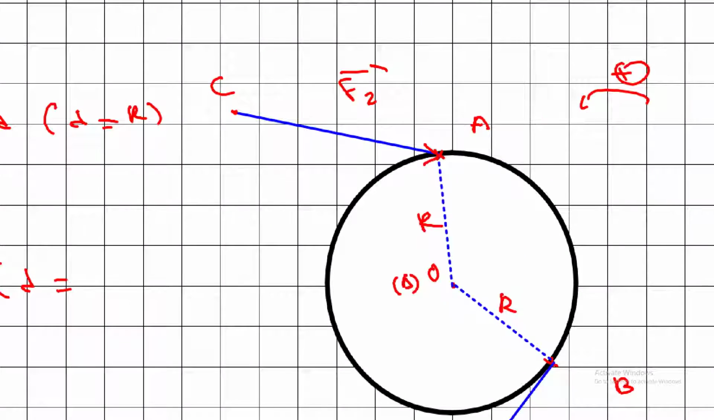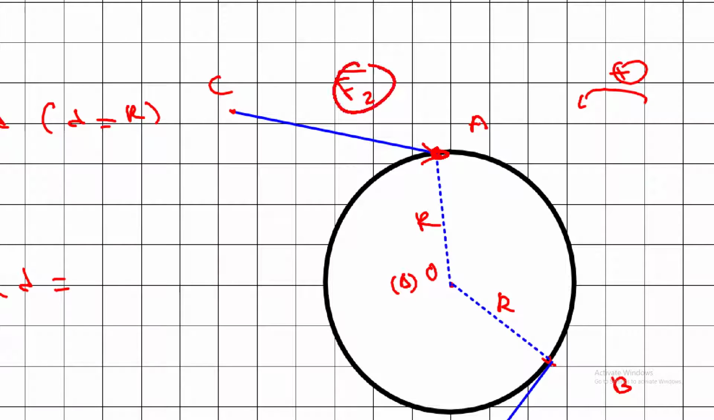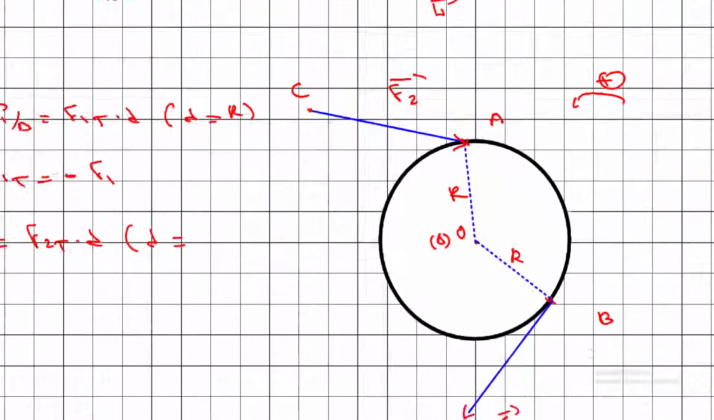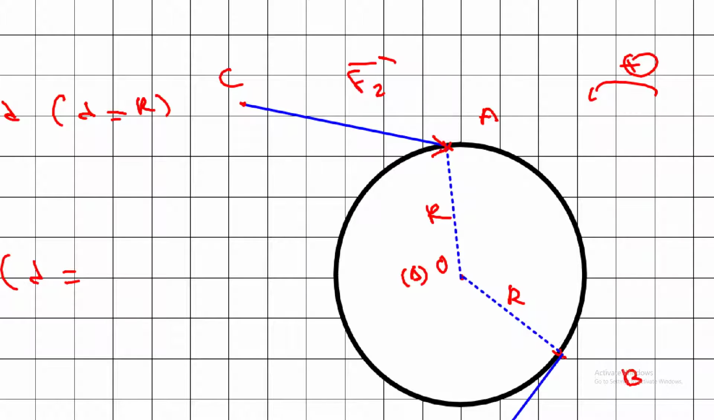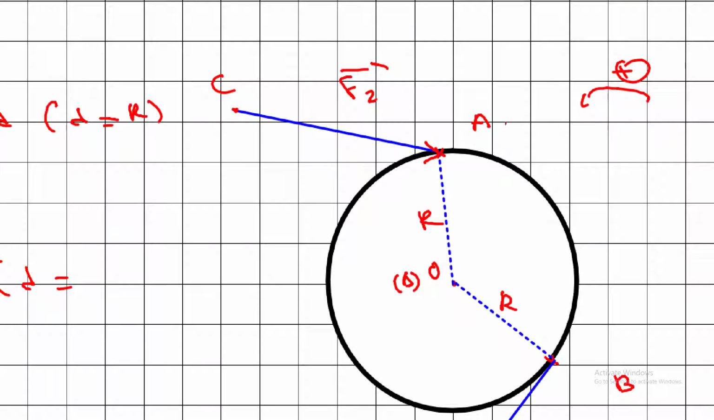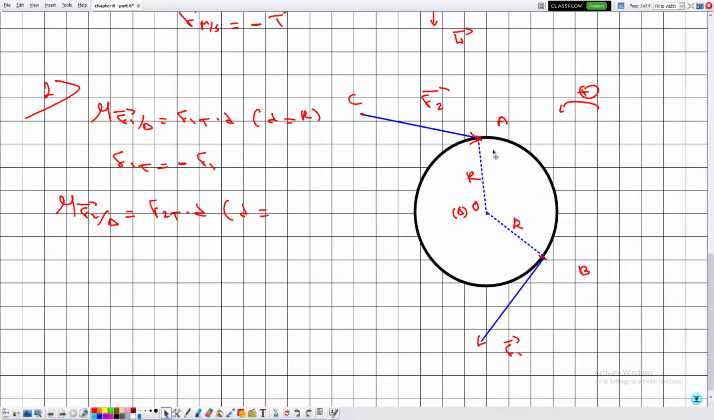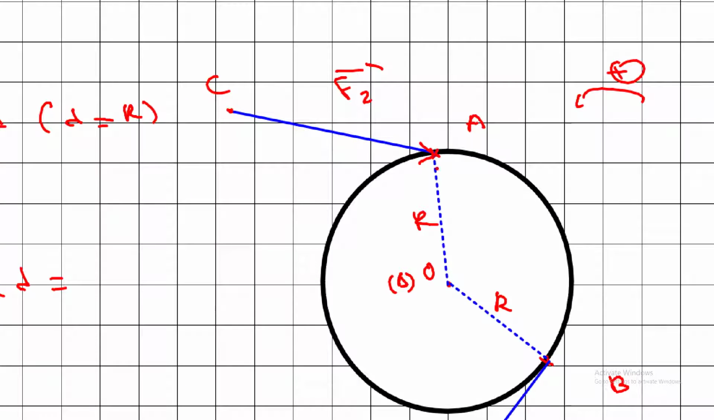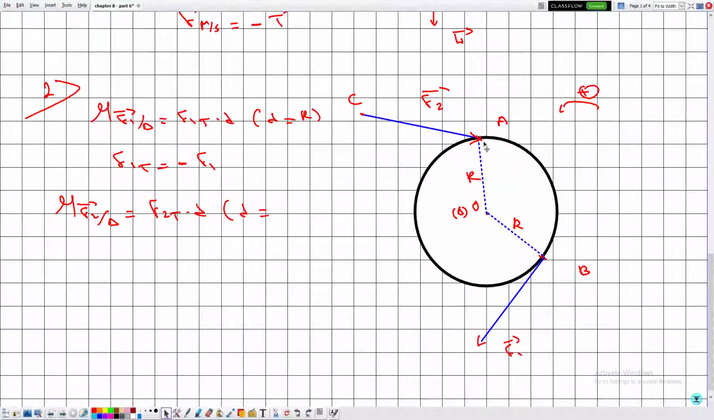Now the point A represents the point of contact between the force F2 and the disk. Therefore, the force F2 must be represented so that the head of the force is not on the point A, but rather the tail of the vector, which is the point C, must be represented at the point A, because this point represents the point of application between the force F2 and the disk. Okay, so representing the force F2 in this manner is not correct. This is a wrong representation of the force F2.